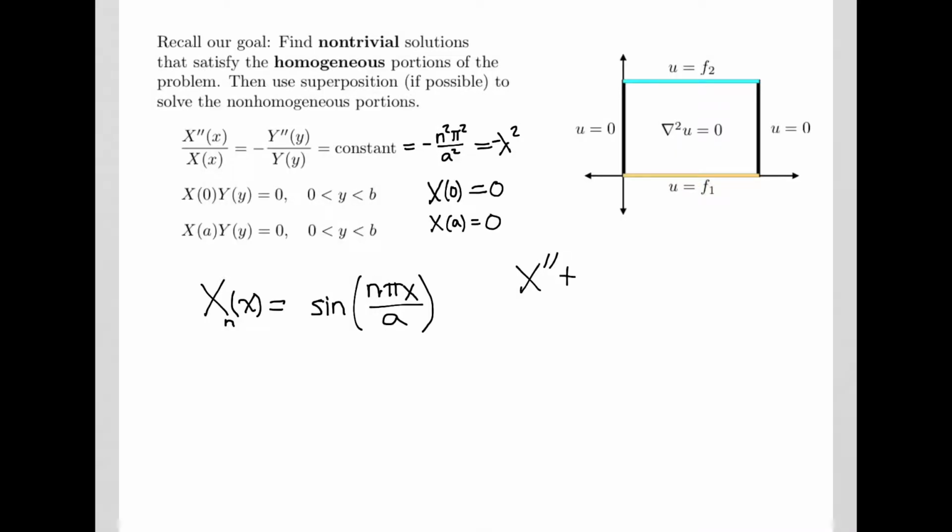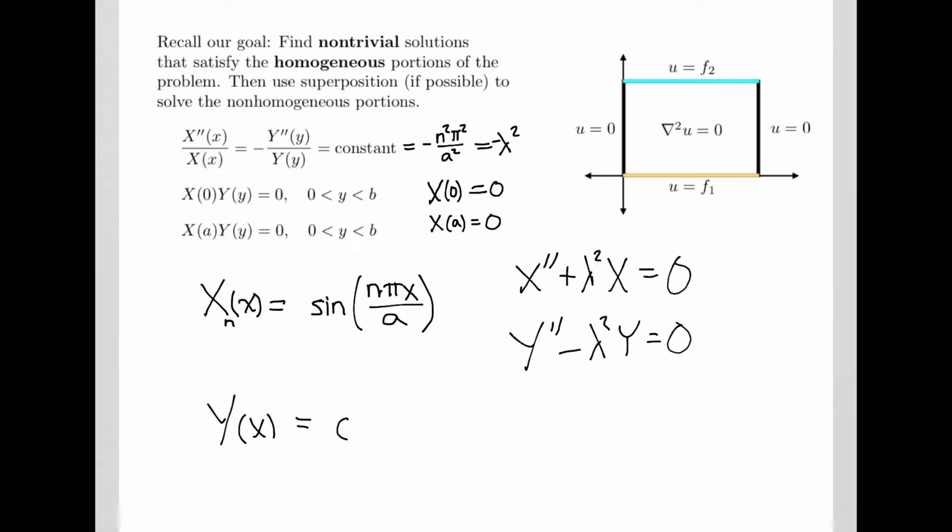X double prime plus lambda squared x equals 0, and our equation for y will become y double prime minus lambda squared y equals 0. And I don't have any conditions on my y, so I'm going to be using exponentials there, right? So our y formula, we could have any coefficient, let's call that c1, e to the lambda y. In fact, let's fix that. That should have been a y.